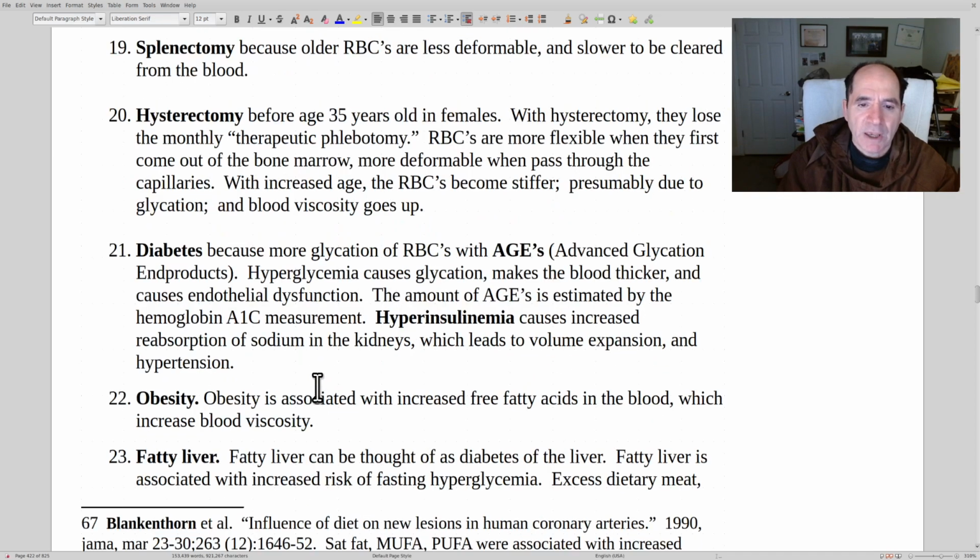Okay, diabetes, you get more glycation of red blood cells, which stiffens them. Plus, you get more oxidative stress from the advanced glycation end products.